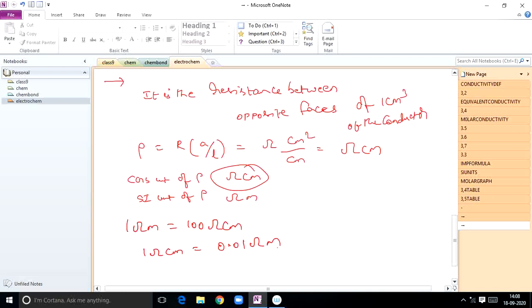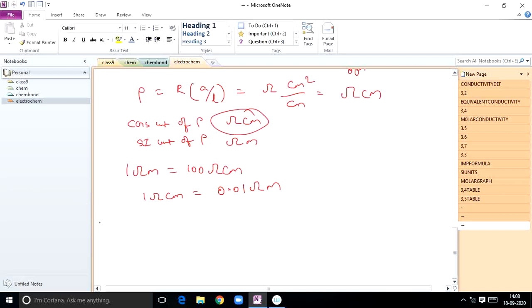Next definition, that is conductance. What do we call that, students? Conductance. Very important term. This conductance is denoted by capital C. It is the reciprocal of electrical resistance. C is equal to 1 by R.